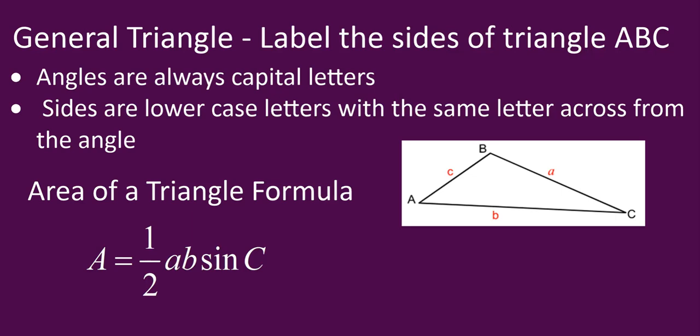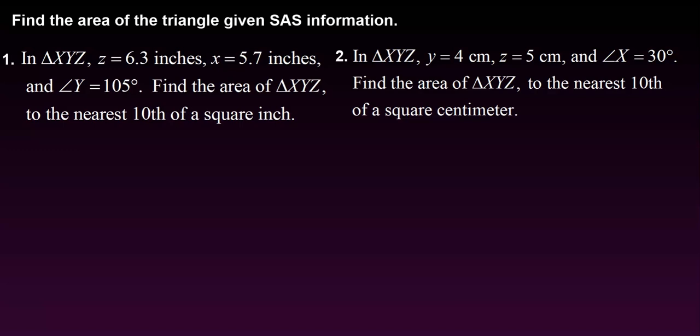So the area of a triangle formula is A is equal to 1/2 A times B times the sine of C. So you may know the formula to be 1/2 base times height, but if we don't have a clear base and height on this, we really can't find the area. So instead, as long as we're given angles and sides, we can find the area of the triangle. So let's go ahead and see how to do this.